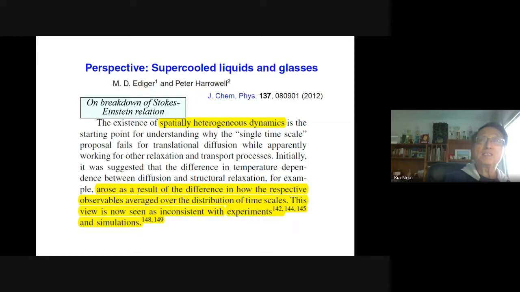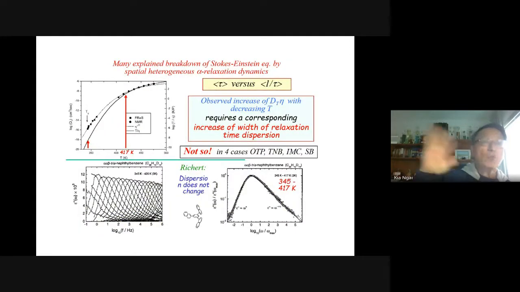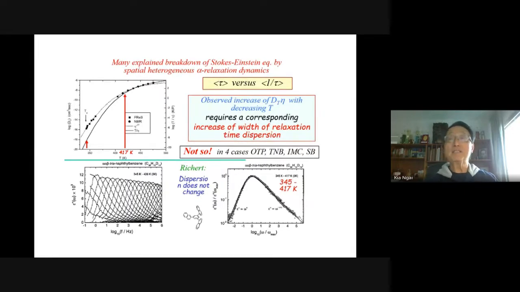Just one comment: the breakdown of the Stokes-Einstein relation was a hot subject 20-some years ago. Everybody thought the reason was 1 over tau versus 1 over tau, because that's a beautiful belief. They think it is to do with spatial heterogeneous dynamics. Because it is heterogeneous, the 1 over tau average is still 1 over tau.